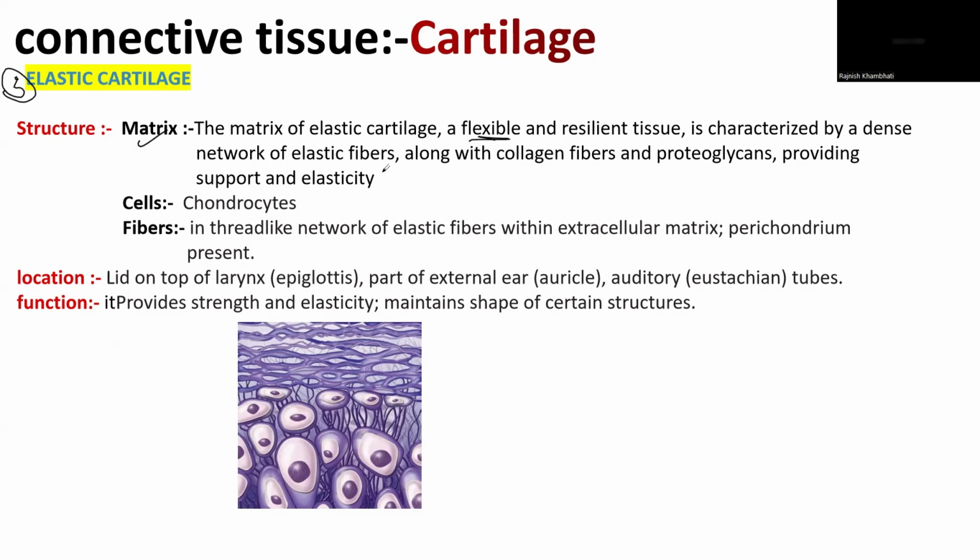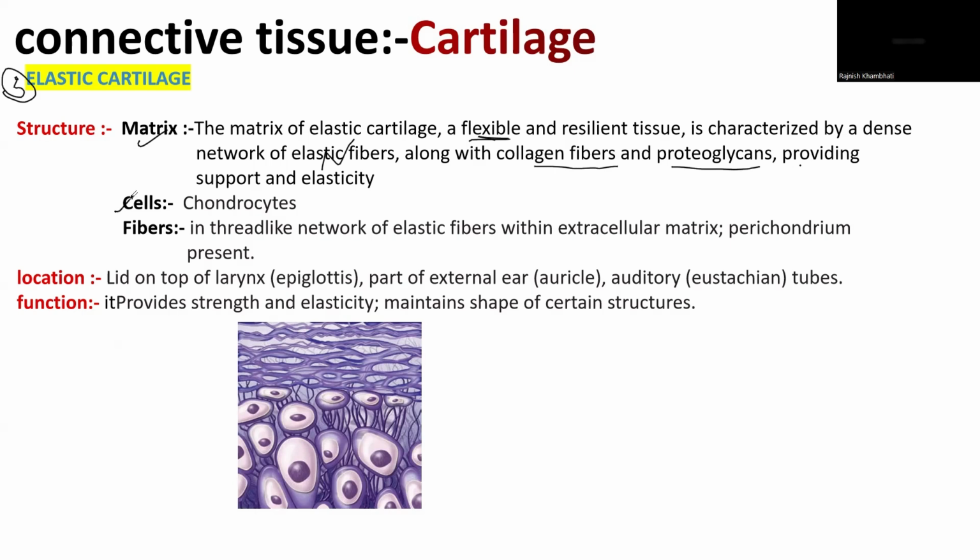You can see here elastic fibers are present, and that is why it's called elastic cartilage, because of the presence of elastic fiber along with the collagen fiber. So see, both fibers are present, elastic fiber and collagen fiber. And proteoglycans is a material in the matrix that will provide support and elasticity. So these are the things present as a matrix, meaning a medium.